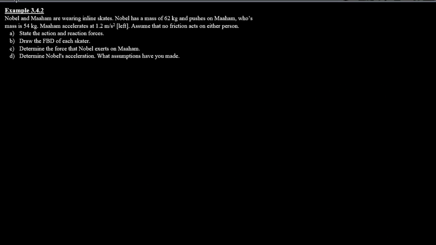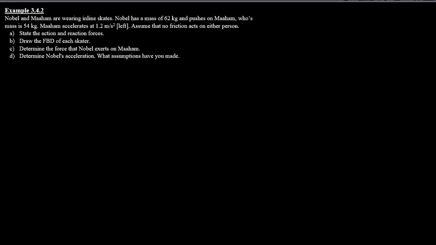A says state the reaction and action forces. B says draw the free body diagram of each skater. C says determine the force that Nobel exerts on Mayhem. And D says determine Nobel's acceleration and what assumptions have you made.